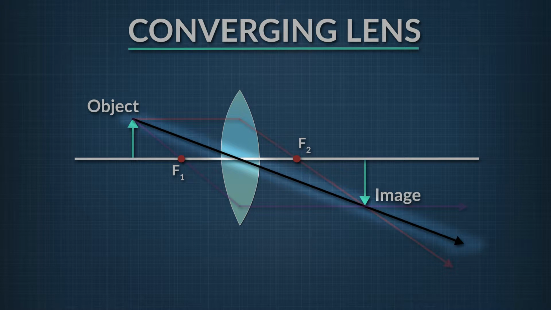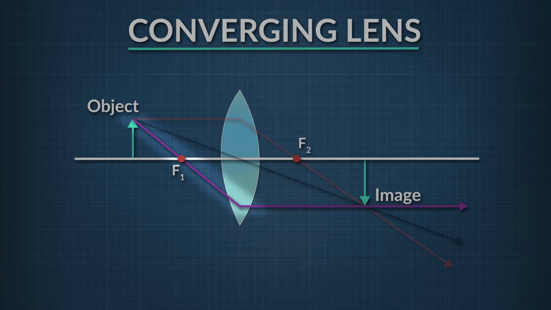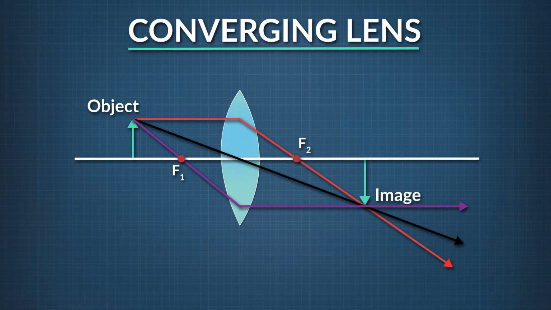The second principal ray runs from the object straight through the center of the lens to the other side. That way it doesn't bend at all, but keeps on going straight through. The third principal ray begins at the object and passes through the first focal point, F1, then onto the lens. The lens refracts the ray so it moves parallel to the optical axis on the other side. These are the rays to include whenever we draw a ray diagram.